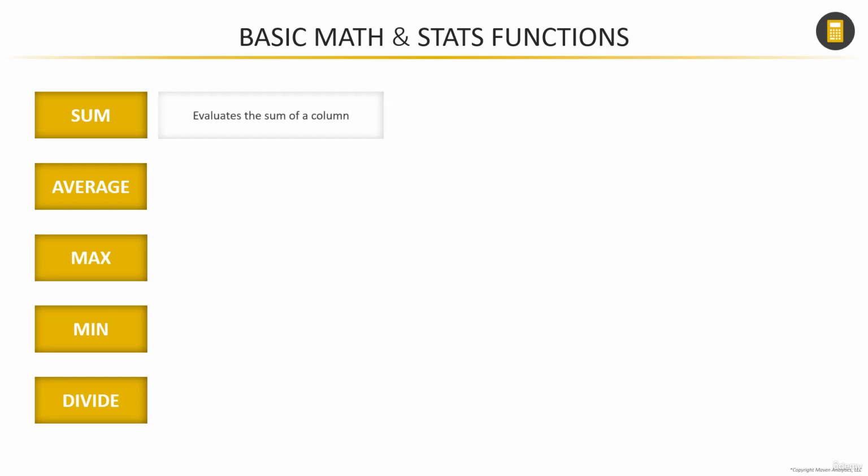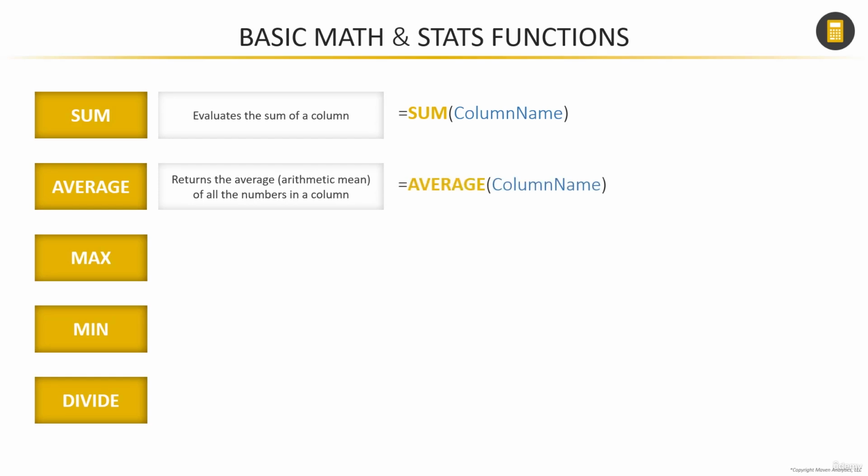Very straightforward here. Sum, it just evaluates the sum of a column. Syntax wise, all you have to do is point to a column name containing values. Similar story here with average. This just returns the arithmetic mean of all of the numbers within a column. And again, same syntax here, just pointing average towards a column.